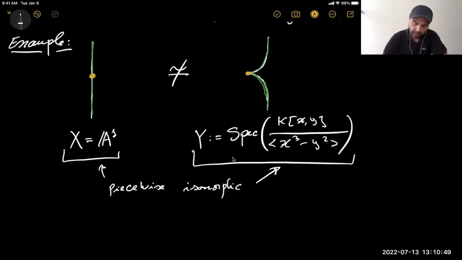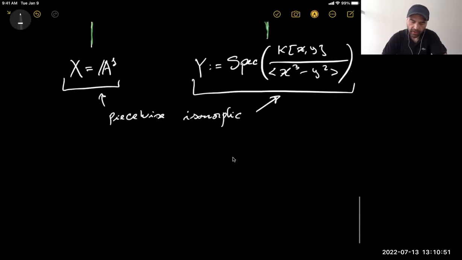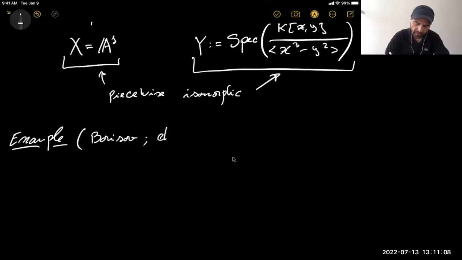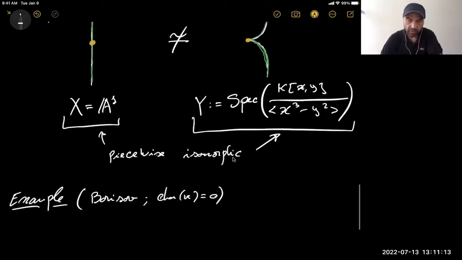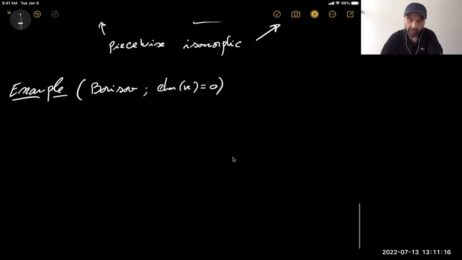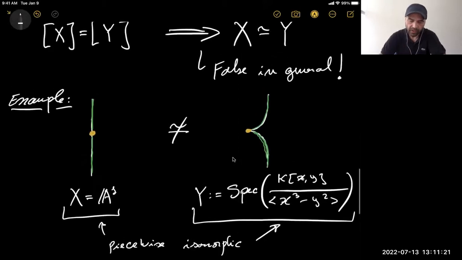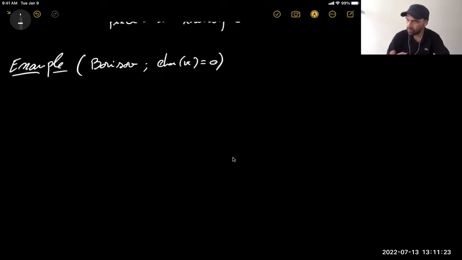Well, it turns out that that's not the case. There are examples of algebraic varieties which are not piecewise isomorphic. Of course, if two algebraic varieties are piecewise isomorphic, they will have the same Grothendieck class. But there are examples, let me give one. An example, due to Borisov, of two algebraic varieties which are not piecewise isomorphic, but nevertheless have the same Grothendieck class. So this emphasizes that there are a lot of identifications in this Grothendieck ring.